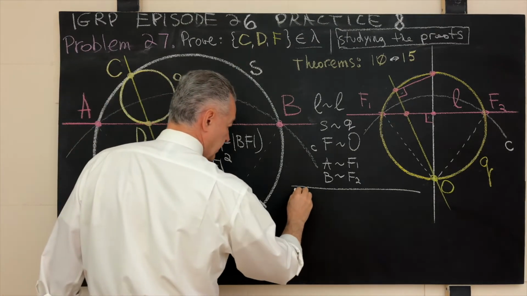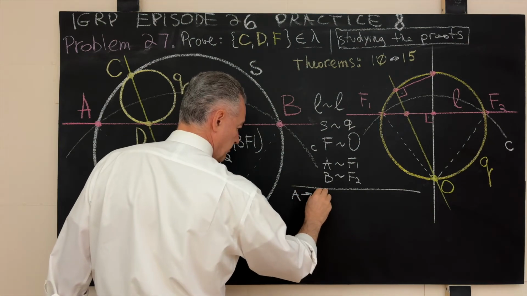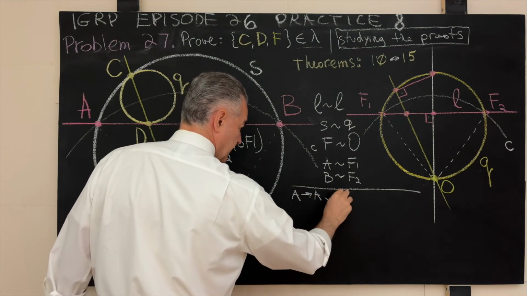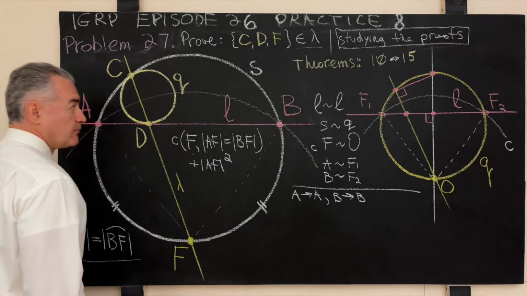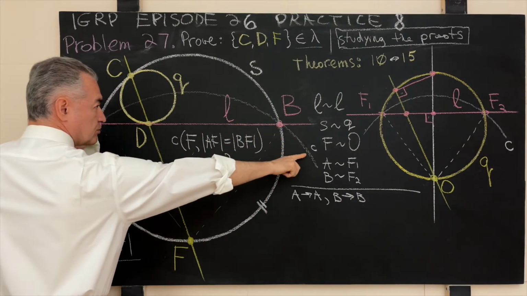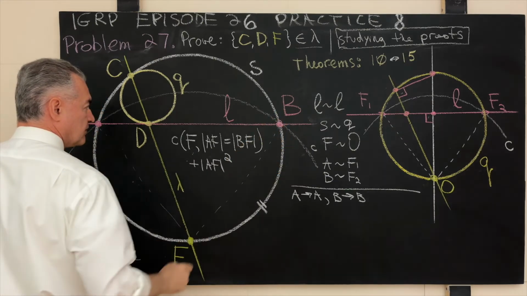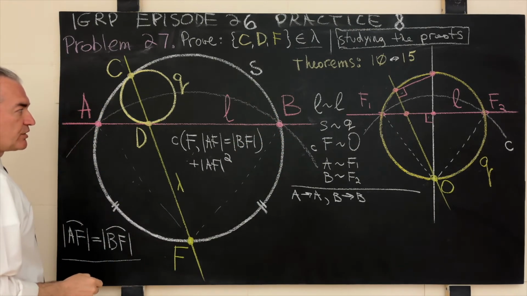Well, let's see, the point A will remain fixed. It will be taken into the point A. The point B will remain fixed. It will be taken into the point B. You see, these points belong to the circle of inversion. They remain fixed. What else can we say?